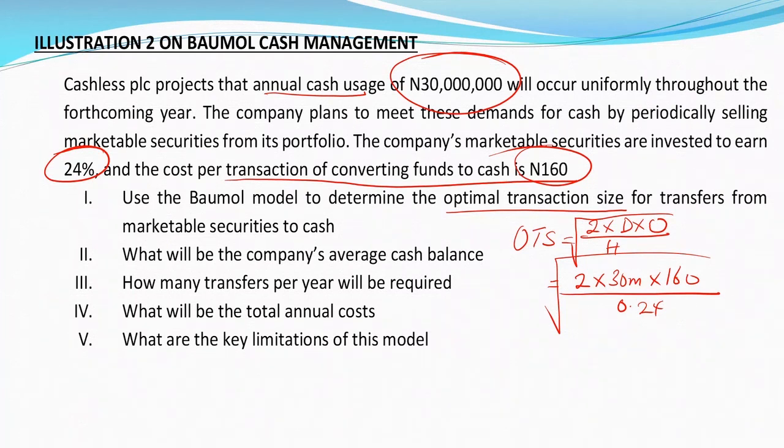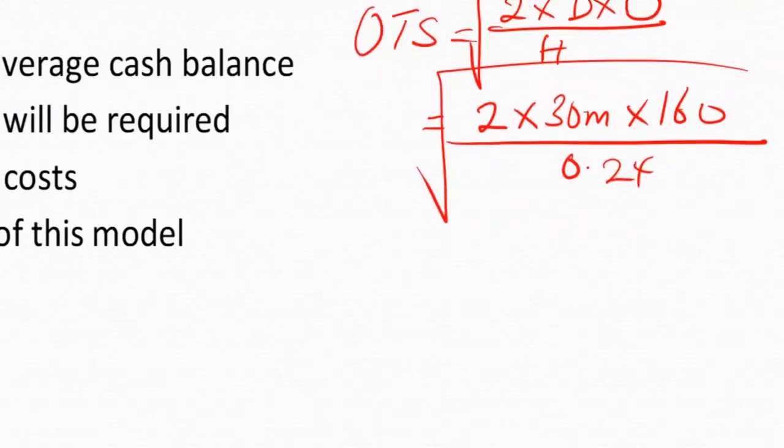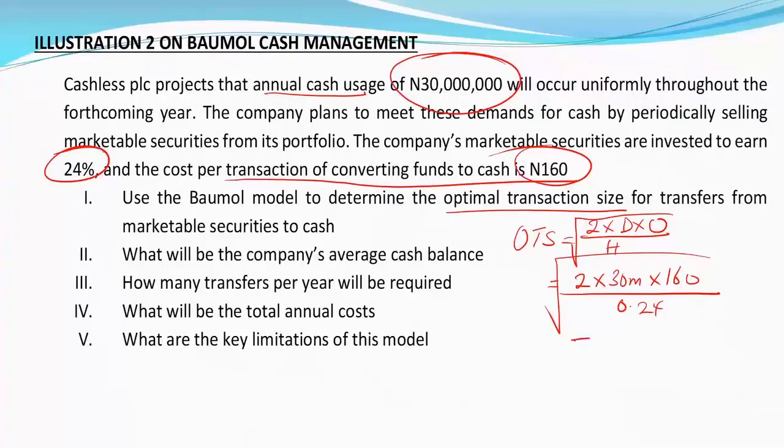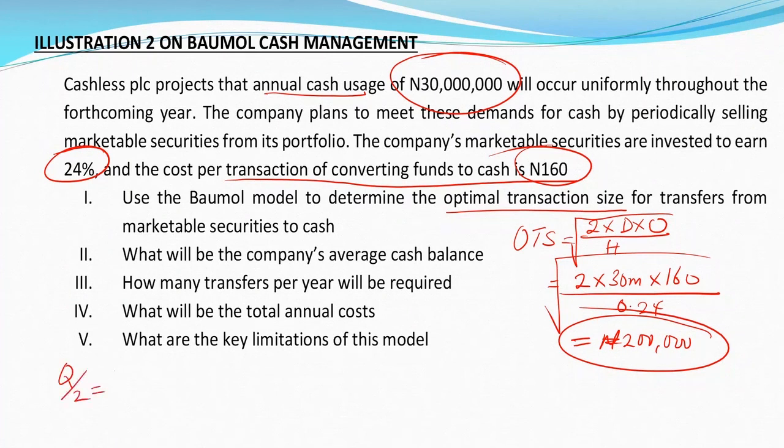So 10 zeros. So that's 200,000. So that means our optimal transaction size is 200,000. Now the examiner says, what will be our average cash balance? Average cash balance is Q over 2. So if I have an average of 200,000 divided by 2, that gives me 100,000.